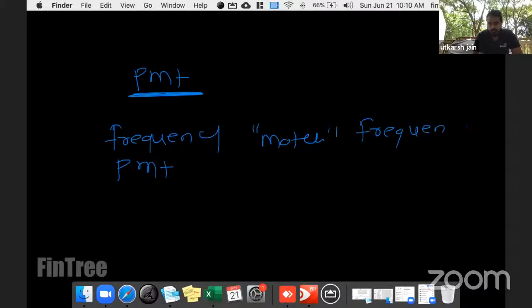Otherwise, your answer will never work. So whenever you're using the payment button, if your payment is coming to you every 6 months, then you have to use semi-annual rate. If your payment is coming to you every year, use annual rate. In this case, the payment we are making is every month, so we have to use a monthly rate.